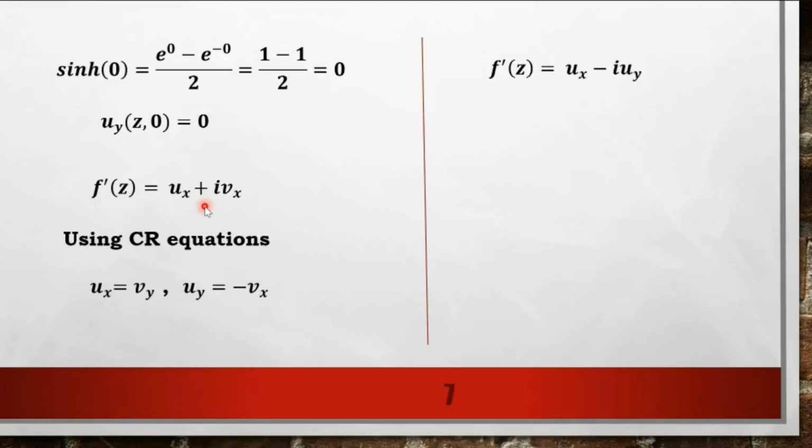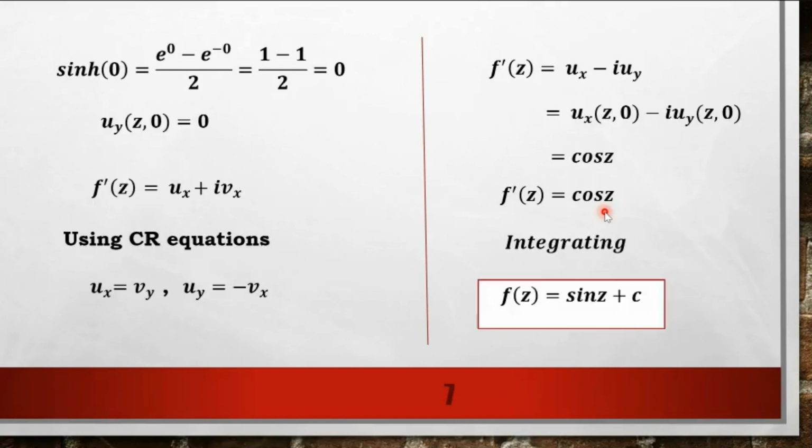सब्स्टिट्यूट करना है f dash of z को, ux और uy का फंक्शन सब्स्टिट्यूट करना है और इंटीग्रेट करना है. That is going to be the analytic function. That is the way to get the analytic function f of z. तो ux का है cos z, uy का वैल्यू ऑलरेडी इट इज इक्वल टू 0. uy is 0, so I have not written that 0 part over here. f dash of z is cos z. So cos का integration will be sin z. f of z is equal to sin z.